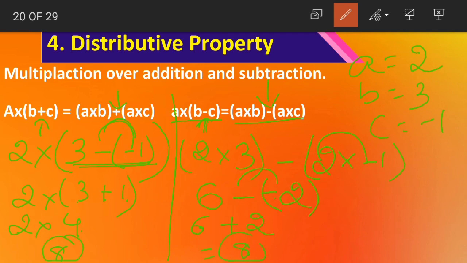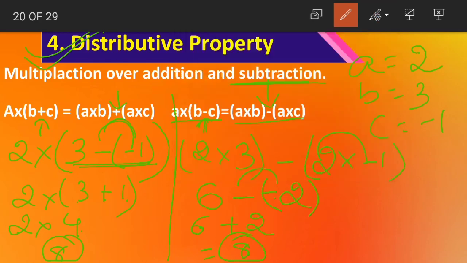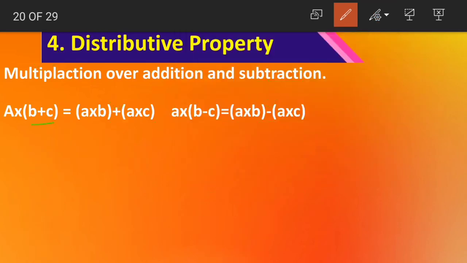Again LHS is equal to RHS. So we can say that multiplication over subtraction of integers also follows distributive property. Understood class? What did we do here? First we added the terms and multiplied. We checked the answer with multiplication. We considered two scenarios here. First was add and then multiply, and the other was multiply and add. In both the cases we got the same answers. Then we subtracted the terms and multiplied, or we multiplied the terms and subtracted. In this case also we got the same answers.